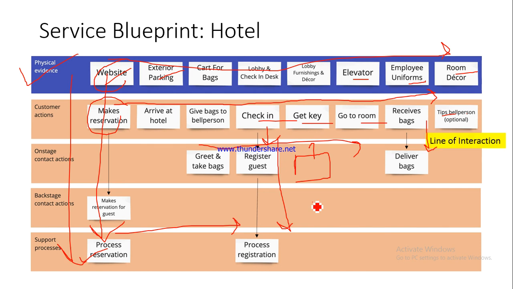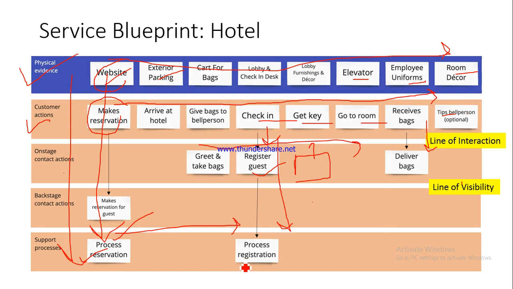Fine. Now let's see where the line of interaction is. This is the line of interaction. This is, as I said, customer action and on-stage contact action, and they are being separated by line of interaction and line of visibility. The customer does not see, the guest does not see anything beyond this. He only sees the bellboy who takes his bag and delivers it to his room, or the receptionist here. He does not see who is doing what, who is making the reservations at the back end, who is managing the website of the hotel, and who is actually making all these databases in the website.